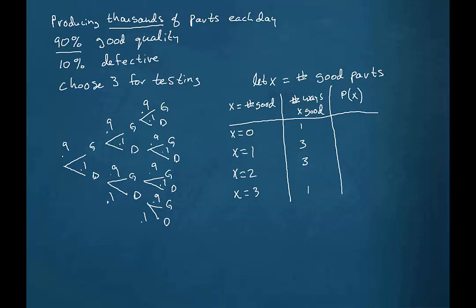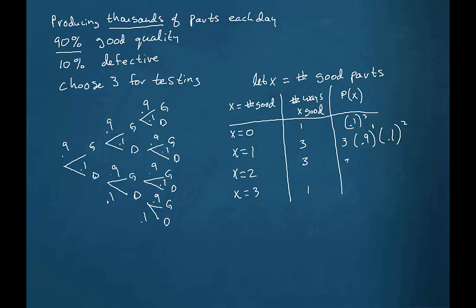And here we see then the probability that we would get no good ones, the probability that x is 0. Well, that's this branch that has all defective, and that's going to be 0.1 cubed. Three ways to get 1 good one, and no matter how I do that, I'm going to have 1 good one and 2 defective ones, which gives me a 0.9 and 2 0.1s. So we'd have 3 times 0.9 times 0.1 squared. And just for the sake of a later discussion, I'm going to put a 1 exponent up here.